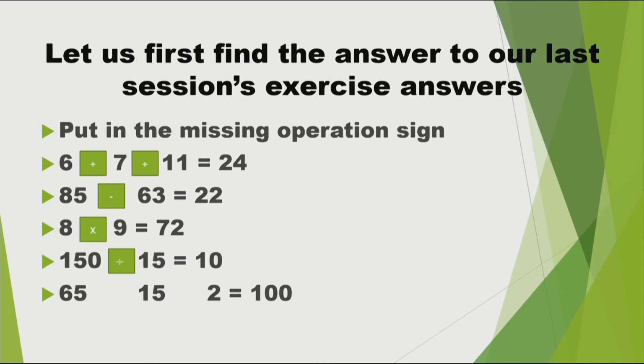Let's think. I can see you writing at home. You did not do your homework. You're doing it right now. But that's no problem. So let's see what you are writing. It's subtraction. 65 subtract 15 multiply by 2 equals 100.